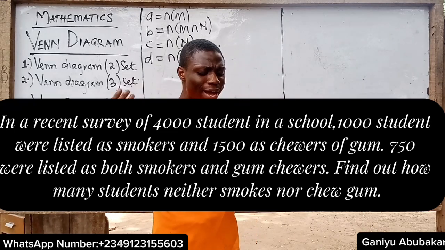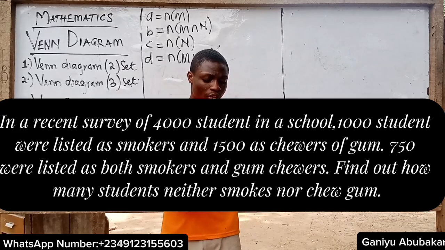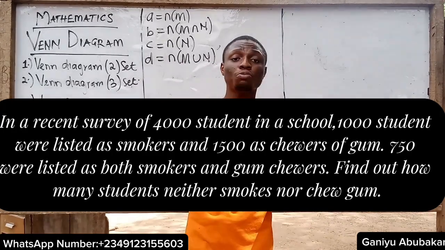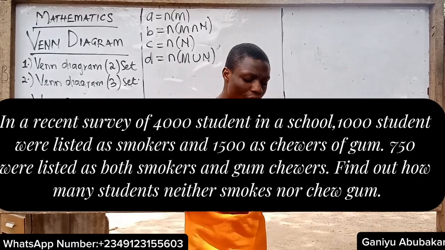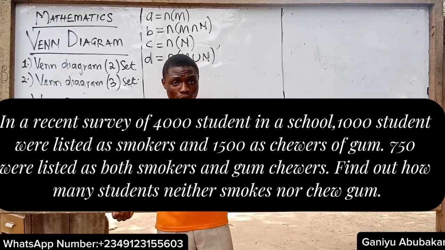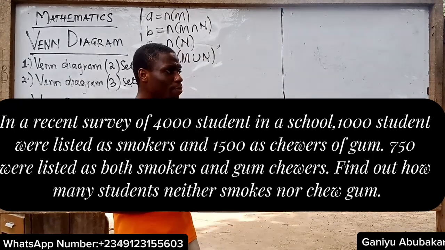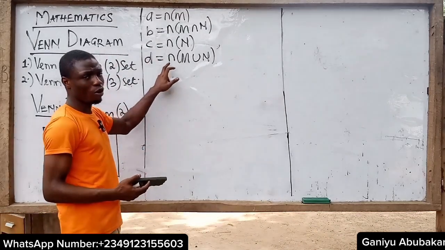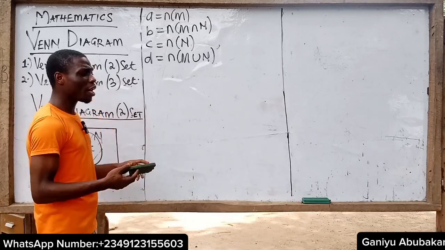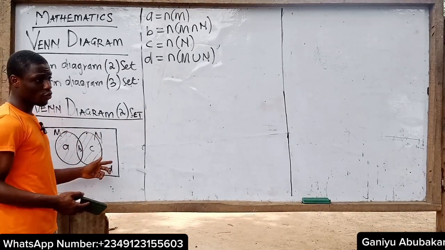Find out how many students neither smoke nor chew gum. So when it comes to the concept of neither nor, the major idea is basically on this. Look up, please, on the last part. When neither nor, I'm talking about the one outside the set, which is D. Please take note of that, very important.